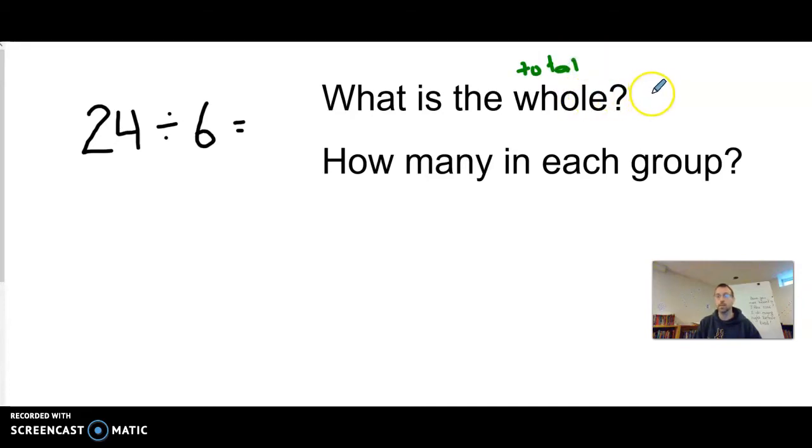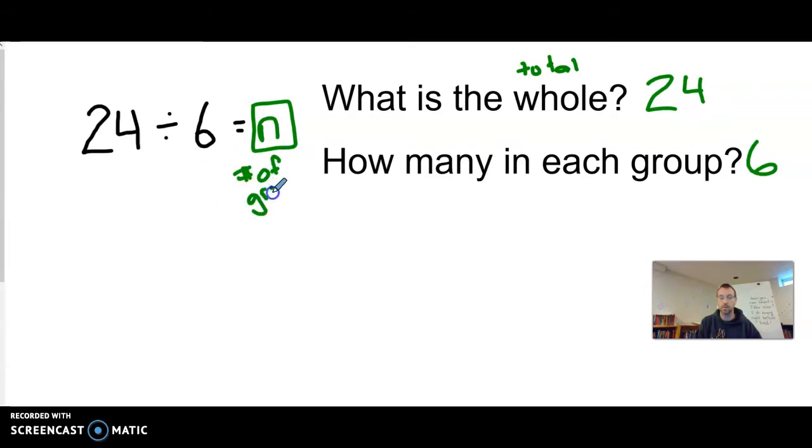As I pause here for a moment, you might even be thinking, hey, Mr. Phelps, I know that one. This goes back to 3rd and 4th grade. The whole is 24. And then how many are going to be in each group? Well, you need 6. So 6 are going to be in each group. So this n right here, our missing part, is how many groups, or think of it as the number of groups. That's going to be really important for us in our work today.